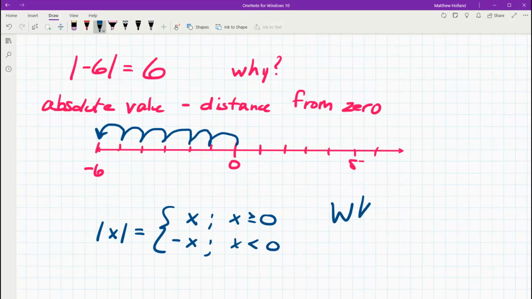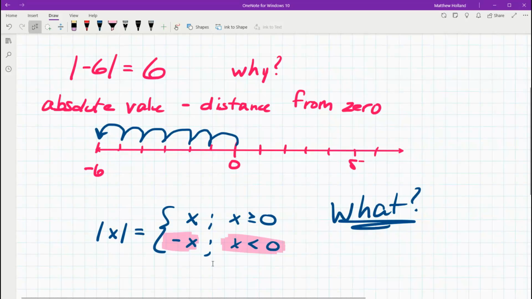What does this mean? Well, let's take a look at our example we did up here, the absolute value of -6. The absolute value of -6 is less than 0, right? -6 is less than 0. So how do we evaluate the absolute value of -x? We do -(-6), right? You take the input and multiply it by a negative. -(-6) is +6.